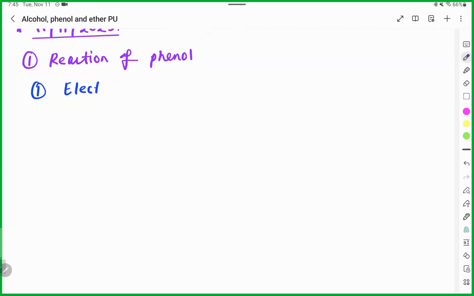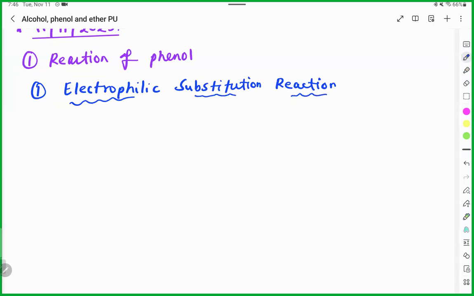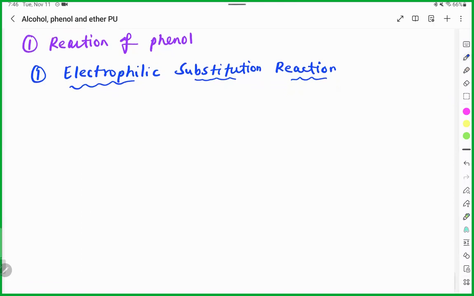And 100% you will get one question in your coming test also from electrophilic substitution reaction. Why? Because there are many unique things in this reaction compared to haloalkanes and haloarenes. What happened in haloalkanes, haloarenes, in electrophilic substitution reaction?